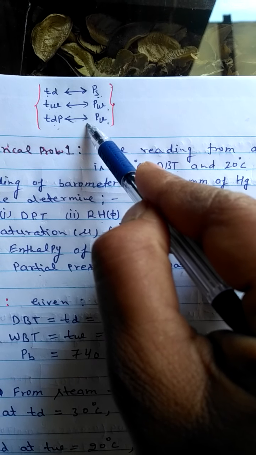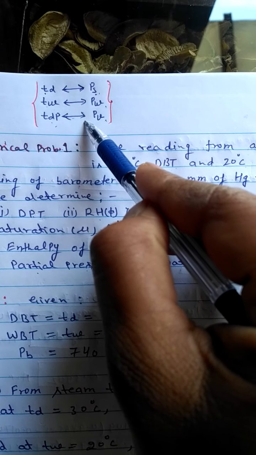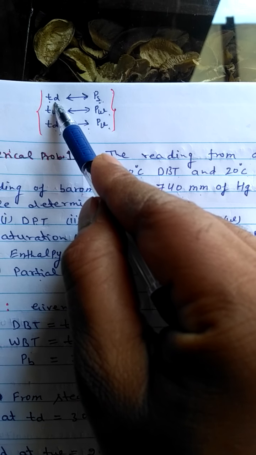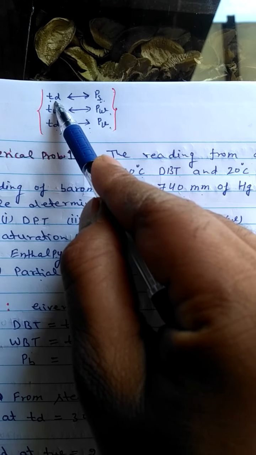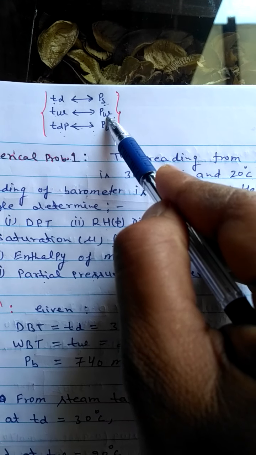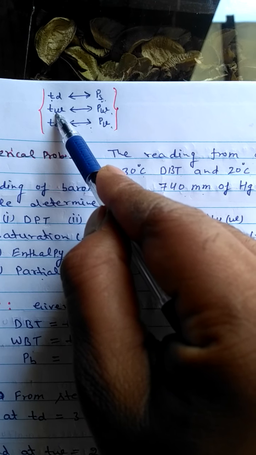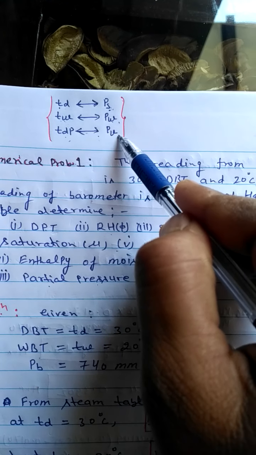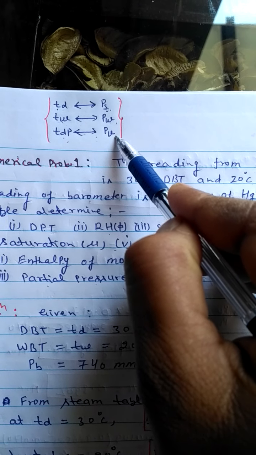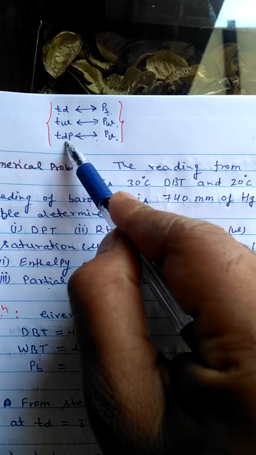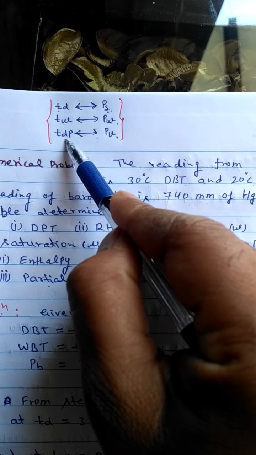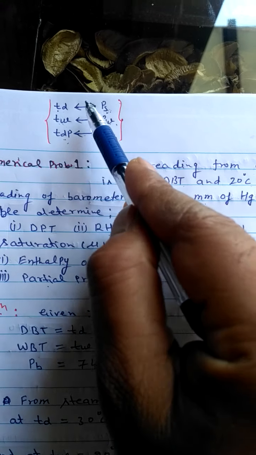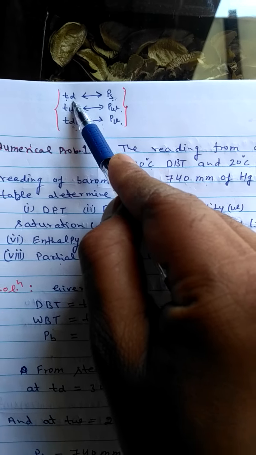The both side arrow represents that if we have the value of PS, then we can read the value of dry bulb temperature from the table. If we have the value of PW, then we can read the value of wet bulb temperature from the steam table. And if we have PV, then corresponding to the PV, we can read the dew point temperature from the steam table. So if the temperature is given, we can read pressure. If the pressure is given, we can read the temperature from the table.